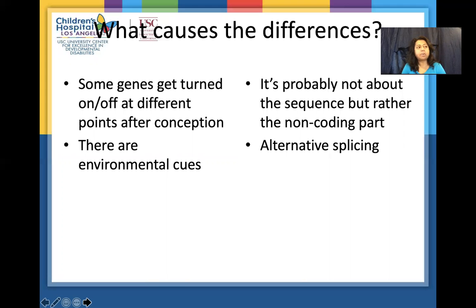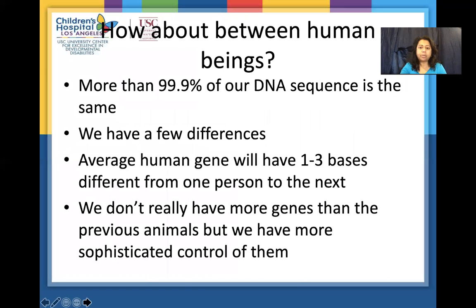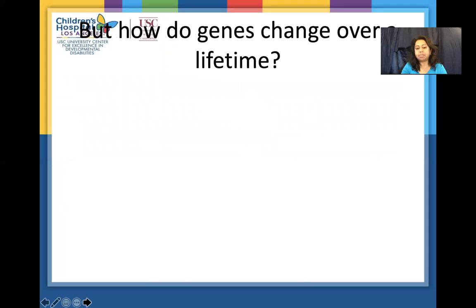So even though we have about 25,000 genes, really overall that only makes up about 2% of the human genome. And so most of the human genome is non-coding nucleotides. The average human gene will have about 1 to 3 nucleotide-based differences from one person to the next. We really don't have more genes than previous animals, but we probably have more sophisticated control of them.